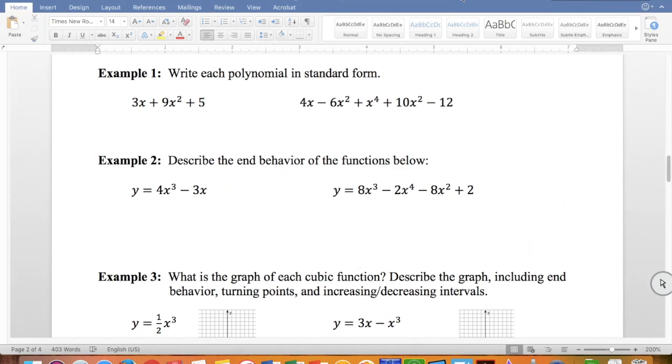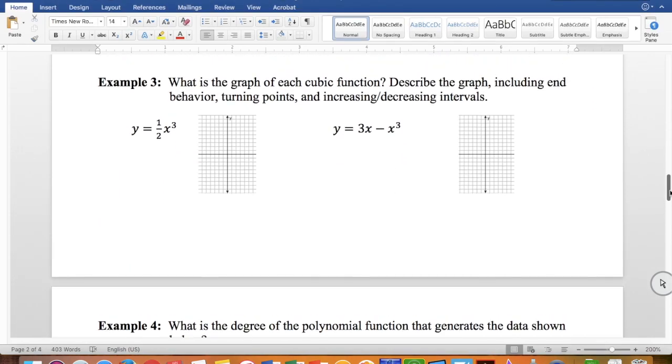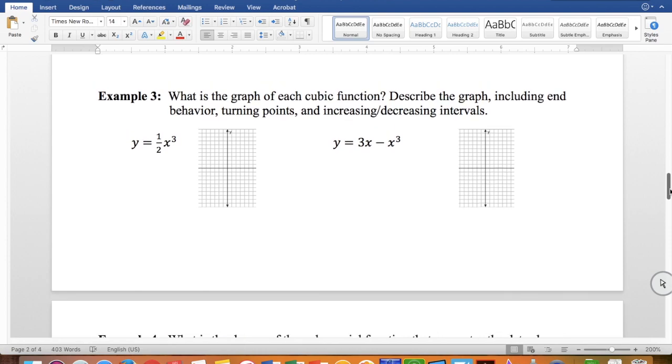Let's go ahead and do example 3. What is the graph of each cubic function? Describe the graph including end behavior, turning points, and increasing, decreasing intervals. So when we do this, you guys, the easiest way is just to make a table. I'm going to say -2, -1, 0, 1, 2. Make a chart. I know you don't really like these, but we're going to do this.